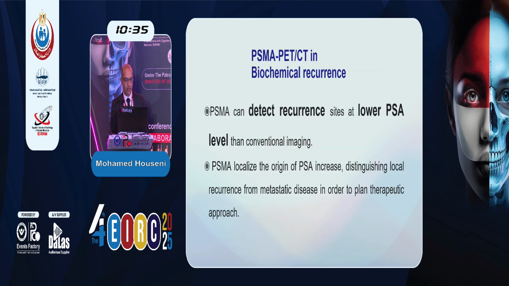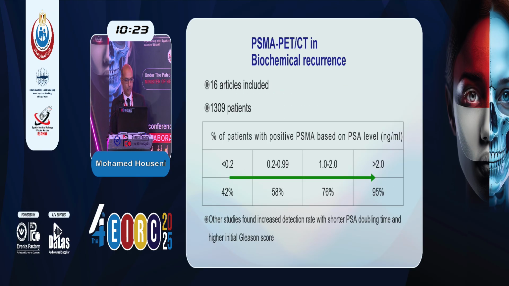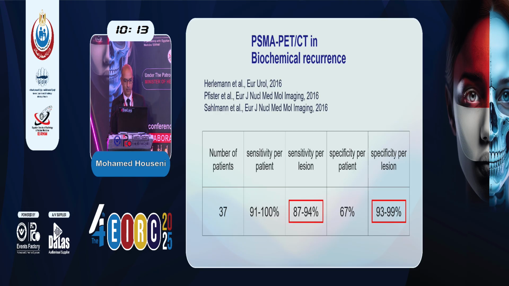In biochemical recurrence, the detection rate for the recurrence is high with the PSMA at a lower PSA level. And in this meta-analysis that included more than 1,300 patients, the detection rate for the recurrence is increasing with increased level of the PSA. The sensitivity for the PSMA PET-CT in biochemical recurrence is about 90%, with specificity reaching 99%.